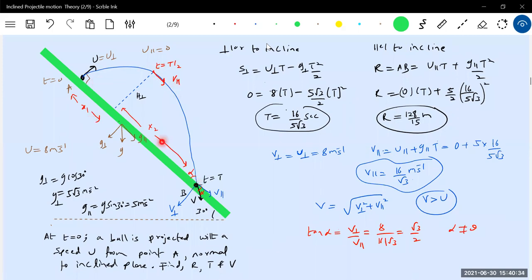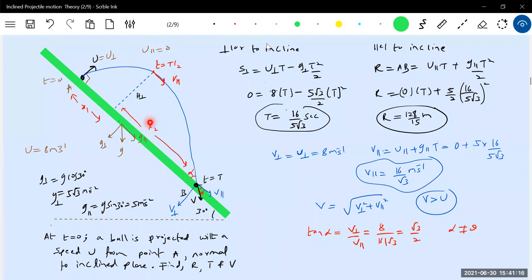And then, can we say anything about x1 and x2? I think this is something very important in drawing the trajectory. Which will be greater? The sum of x1 plus x2 is what? The range. We know it, I'm just asking in general. So which will be greater, x1 or x2? I am expecting the answer: x2. Yes, x2 should be greater.